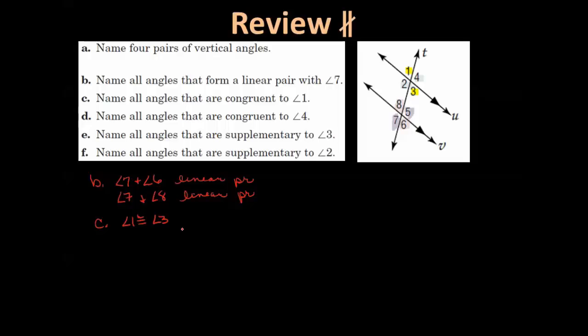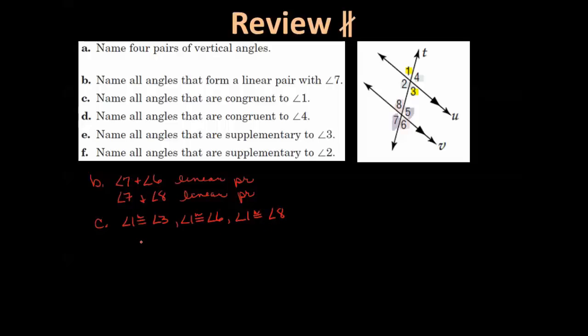And angle 3 and angle 6 are corresponding angles. So angle 1, remember by the transitive property, is going to be congruent to angle 6. And plus, they're alternate exterior angles. Angle 1 is also going to be congruent to angle 8.